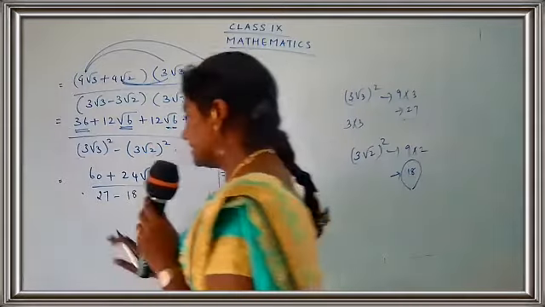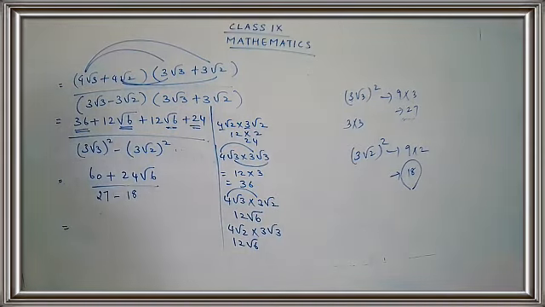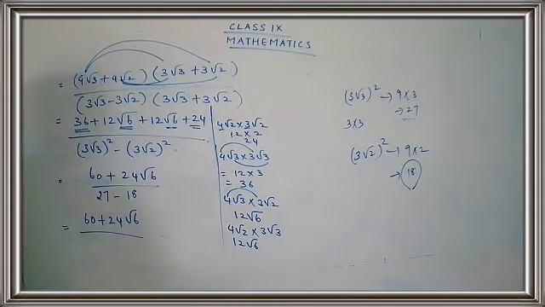Now let's simplify it further, children. Let me simplify it further. So I get 60 plus 24 root 6. 27 minus 18 is going to give you 9. Okay, so I have just done till here.